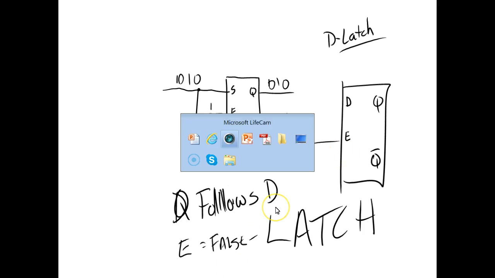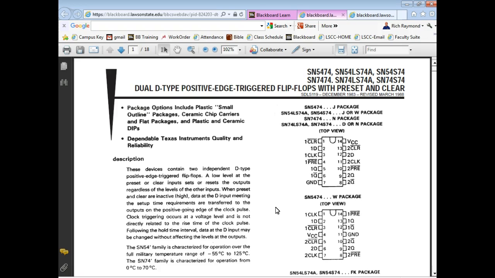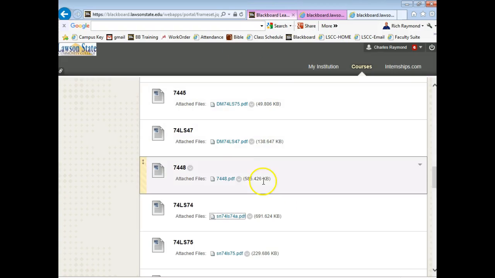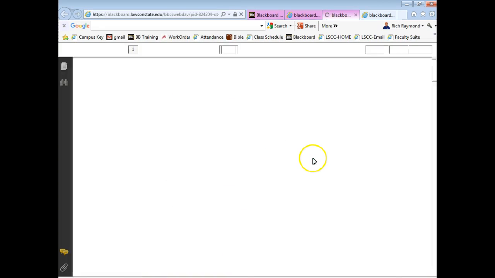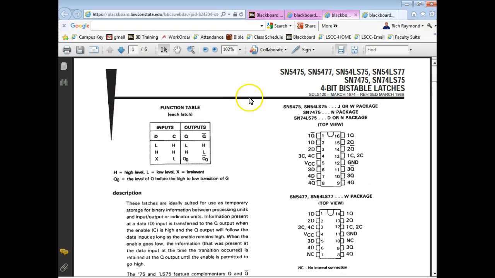So let's look at the symbol of a 7475. This is the same one we looked at the other night. It is a bistable latch. Then I start reading. It says, these latches are ideally suited for use as temporary storage for binary information between processing units, an input-output or indicator unit. Information presented at the D input is transferred to the Q output when the enable is what? High.